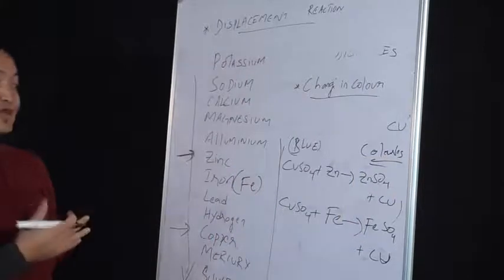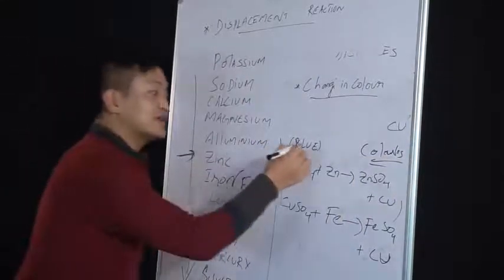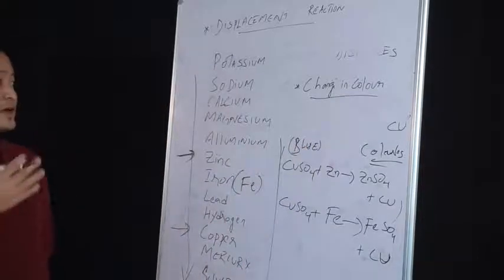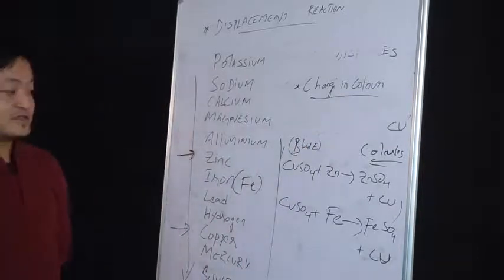Since zinc was more reactive, we can see that the color has changed. So color changing is also one example for displacement reaction.